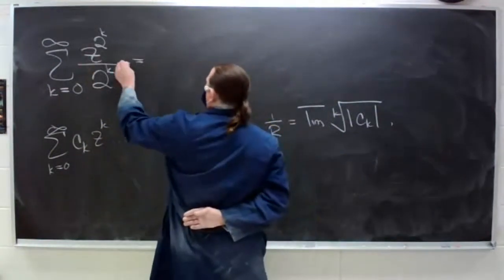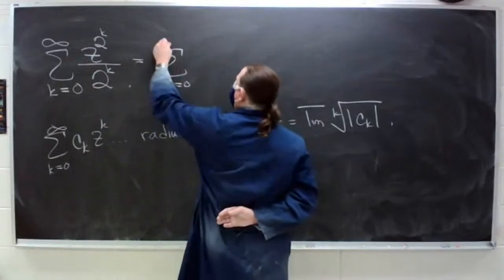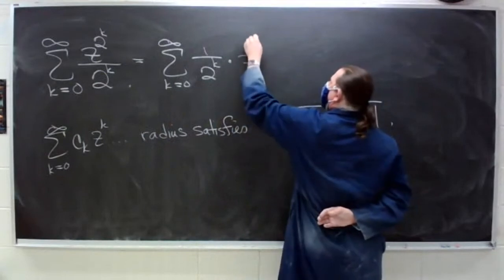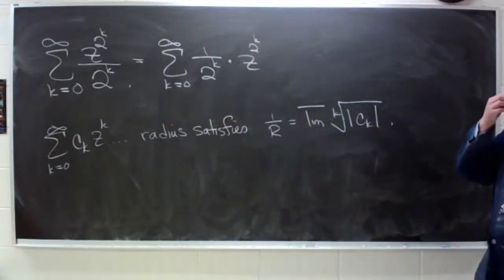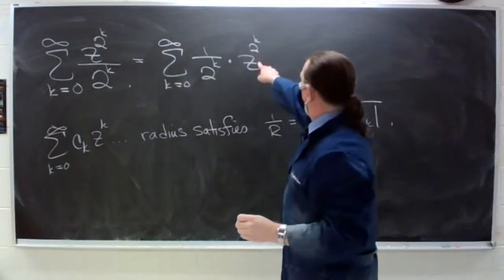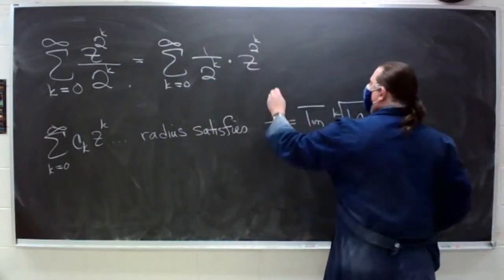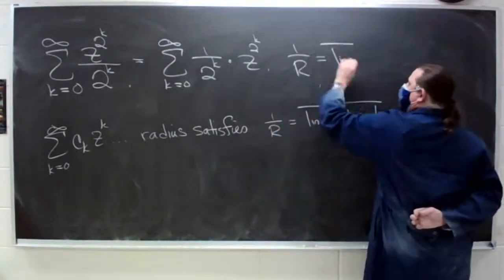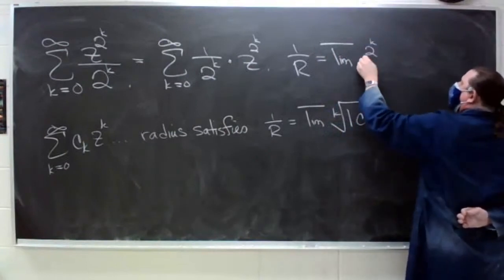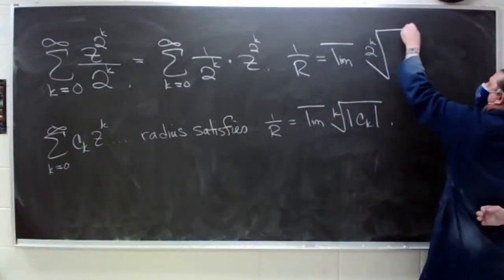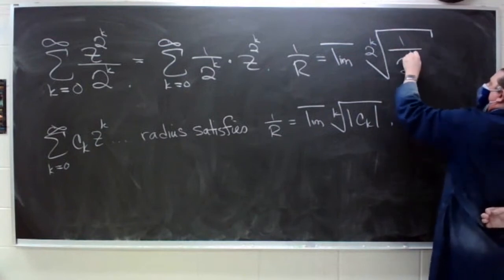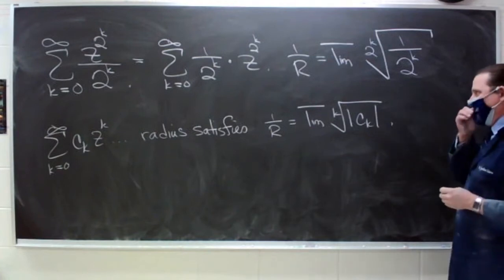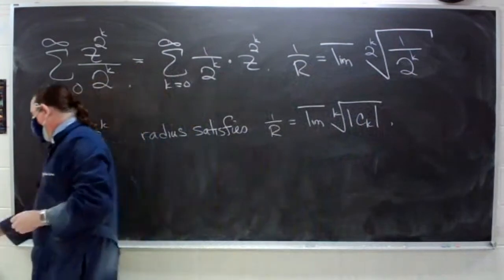Here, I have one over 2 to the k coupled with z to the 2k. So my radius will look like this: the 2 to the k root of 1 over 2 to the k. All right? So let's see what that gives.